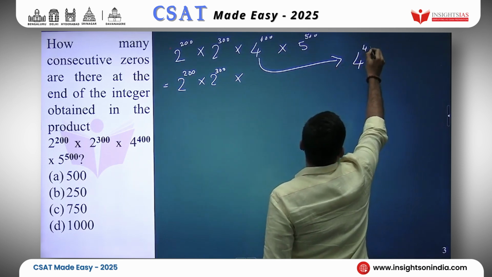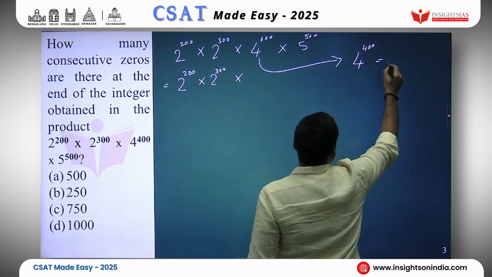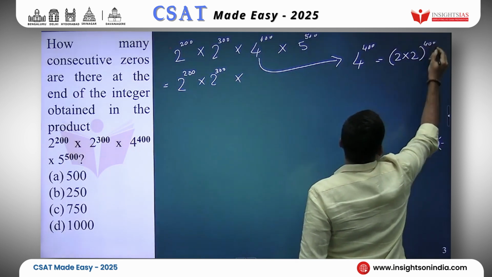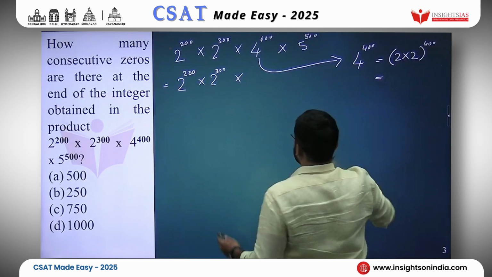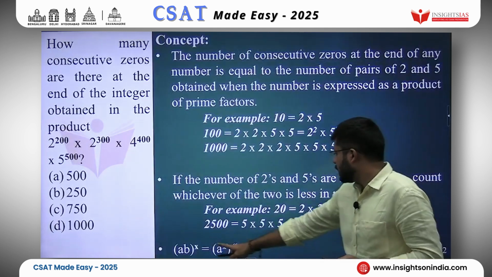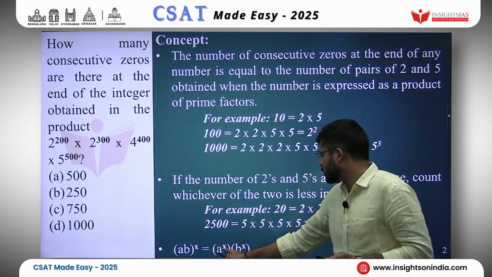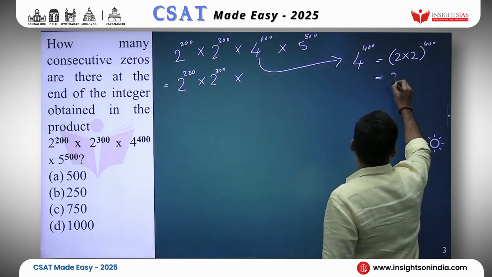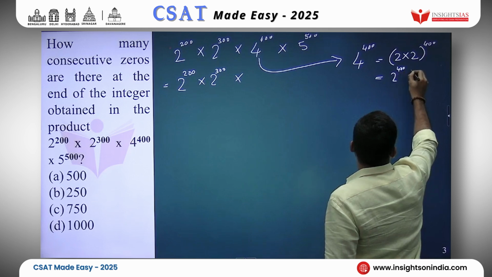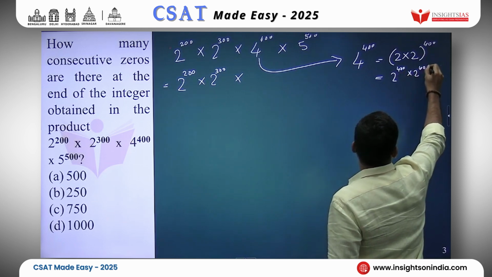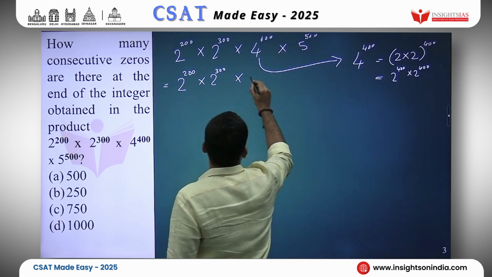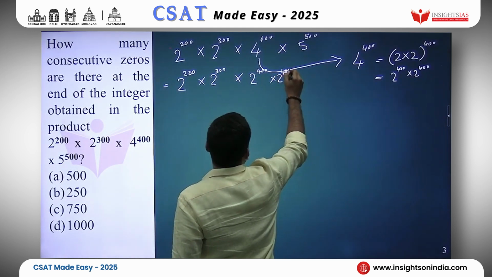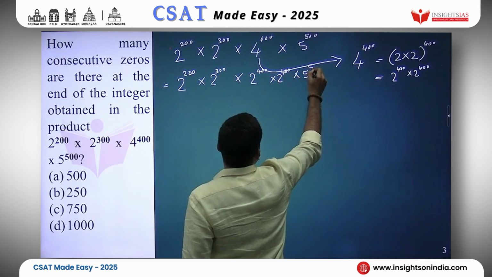4 raised to 400. You can express 4 in terms of prime numbers, right? That would be 2 into 2 raised to 400. And we learnt in the previous slide that (a into b) whole raised to x can be expressed as a raised to x and b raised to x. So we will express this as 2 raised to 400 into 2 raised to 400, and use that here: 2 raised to 400 into 2 raised to 400 into 5 raised to 500.